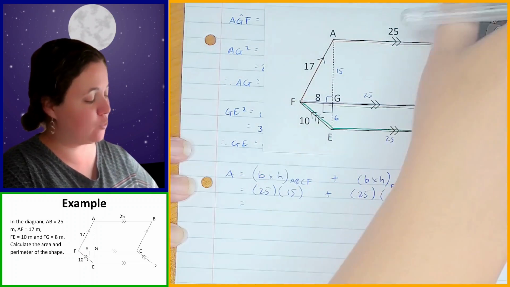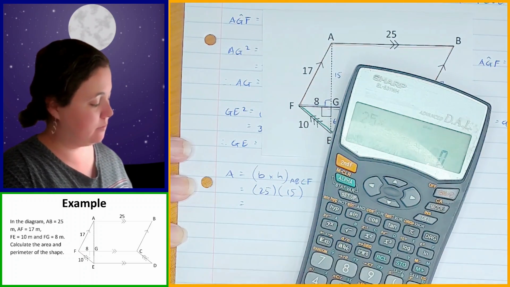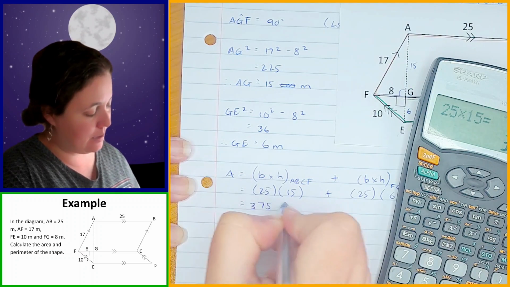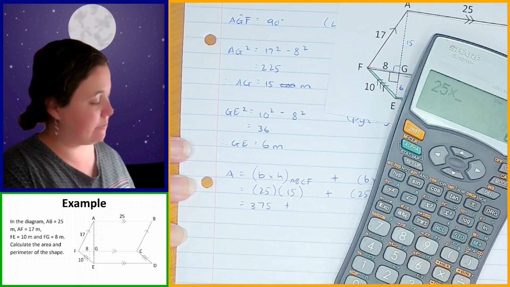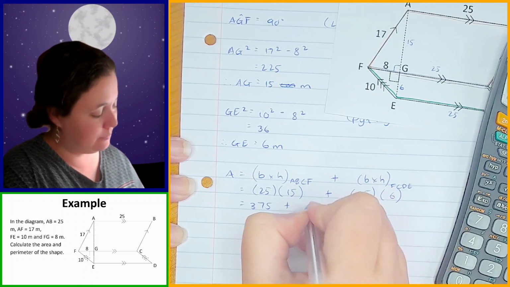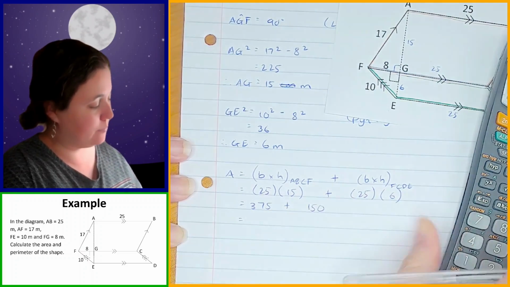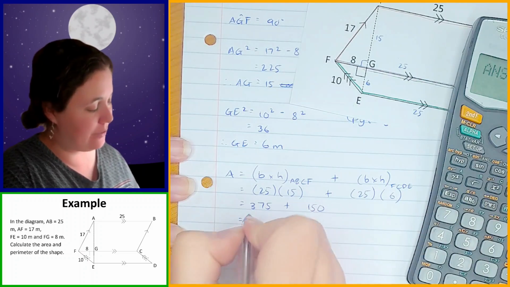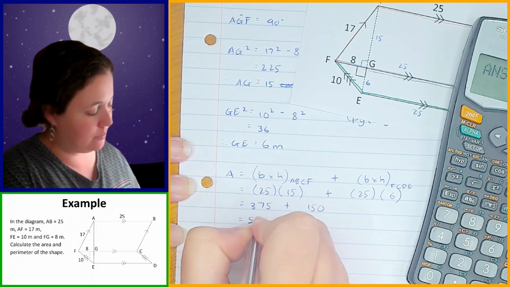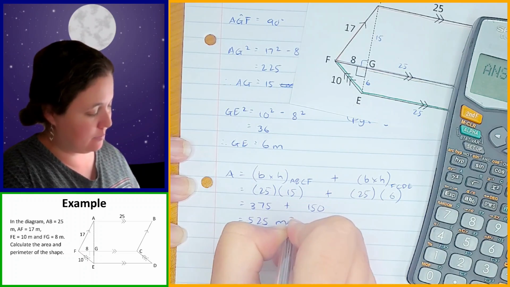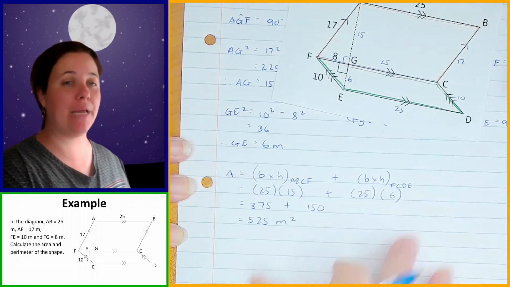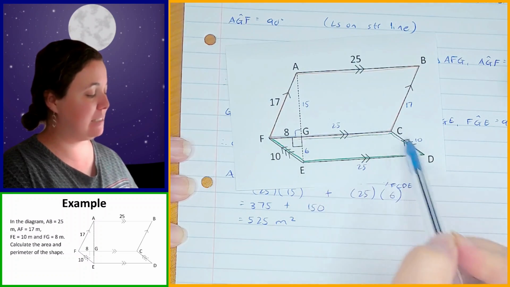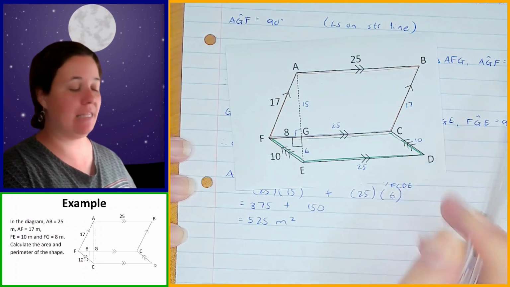Okay, so I've got 25 times 15. That gives me 375. Plus 25 times 6 is 150. And that gives me 525 meters squared. Okay, so now I know the area of this whole shape. I worked out the area of that plus the area of that, and I added them together.